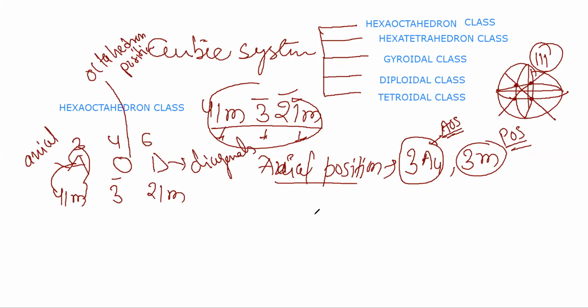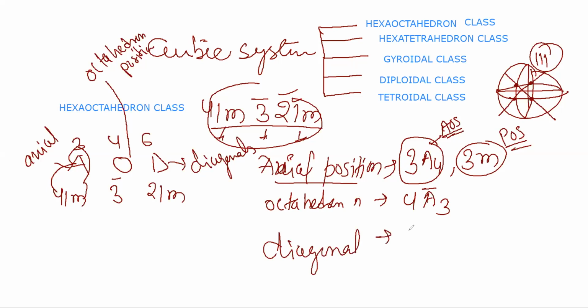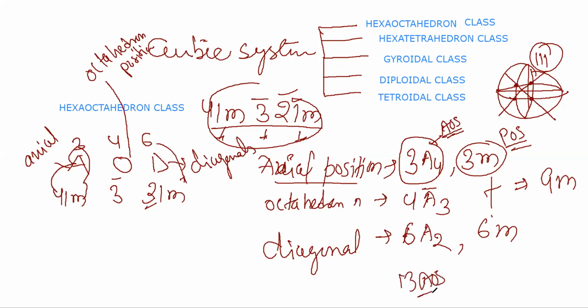At the octahedron position, what we have got? We have got 4 axes of 3-fold symmetry with roto-inversion. At the diagonals, we have got 6 axes of 2-fold symmetry, and 6 mirror planes. So as I told you yesterday, there are 9 mirror planes in this. So 3 plus 6, 9 mirror planes, and 13 axes of symmetry: 3, 4, 7, and 6, 13 axes of symmetry. This is in total.